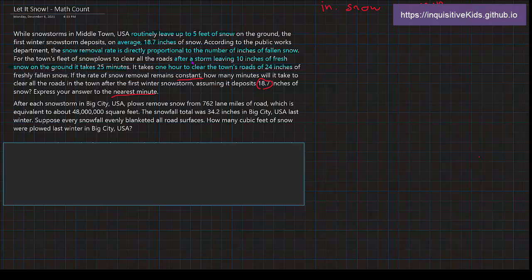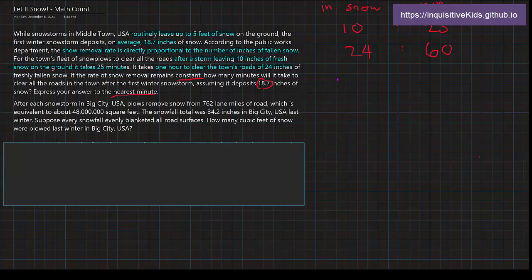So it first says that a storm leaving 10 inches of fresh snow needs 25 minutes to clear out. And it takes 1 hour, and that's really 60 minutes, to clear up the town's roads after 24 inches of freshly fallen snow. And as you can see, if I do it this way, it's very, very clear what my ratios are and what I can do to solve.